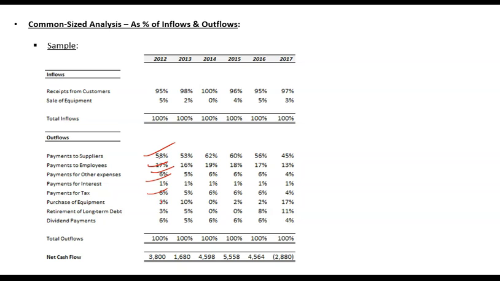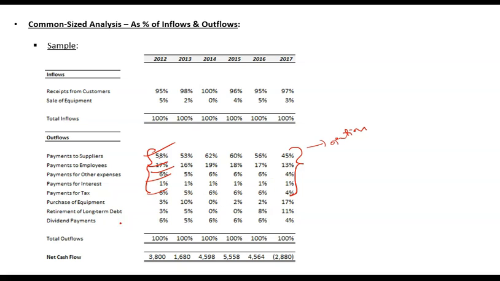Payment for interest, payment for tax. All these are consistent, or all these are stable. That is, all those items that relate to core operations of the company are stable or showing stability, which means there is no significant problem in the core operations of the company. Inflows and outflows both are stable with respect to operations.